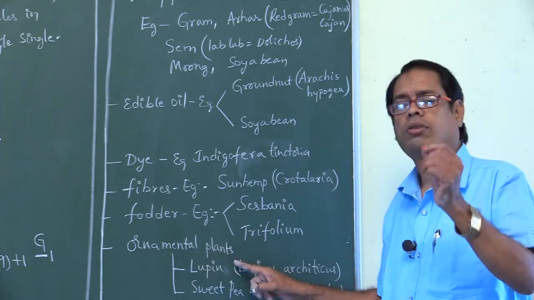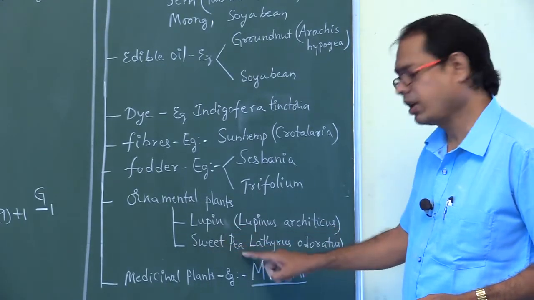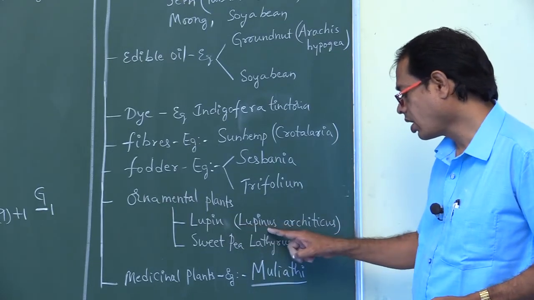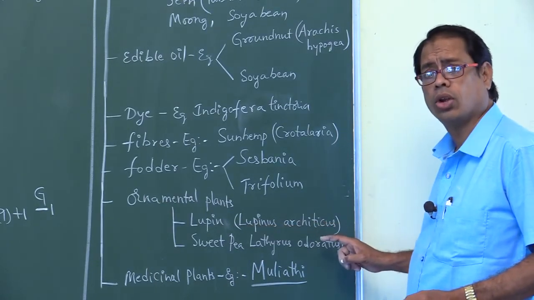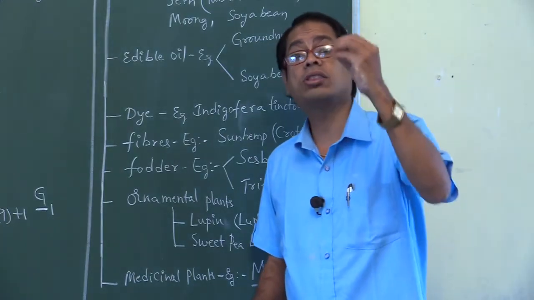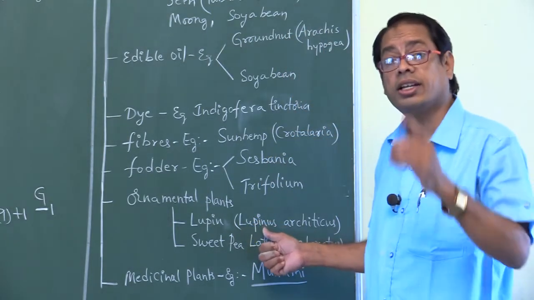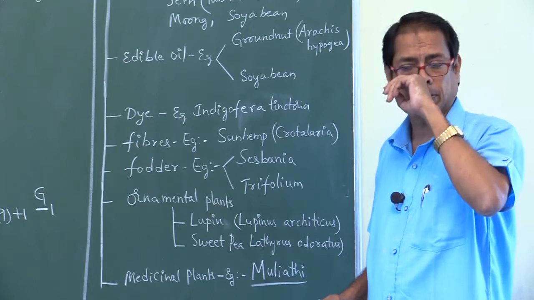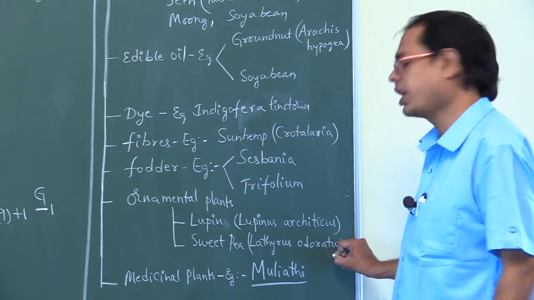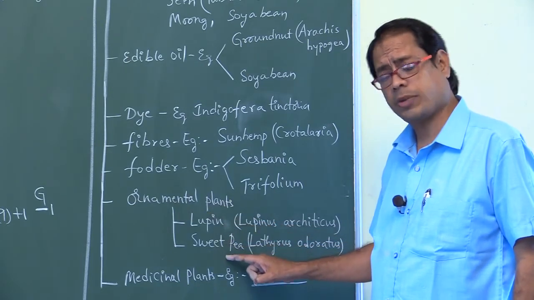Ornamental plants of Fabaceae are lupin and sweet pea. Lupin scientific name is Lupinus arcticus. The seed viability is 10,000 years. Sweet pea scientific name is Lathyrus odoratus. So ornamental plants are lupin and sweet pea.